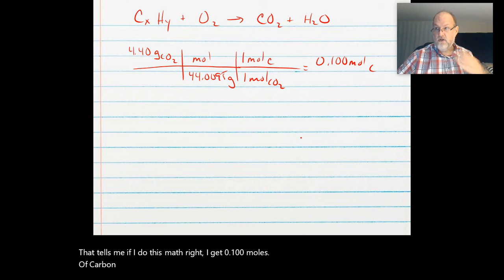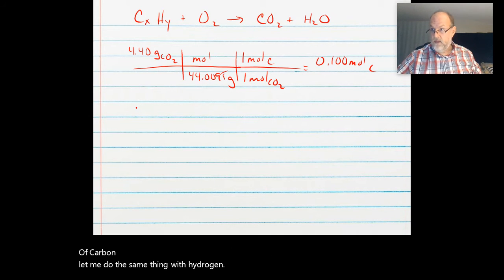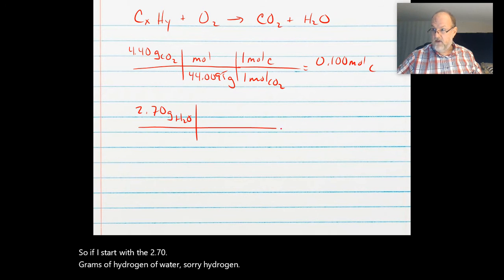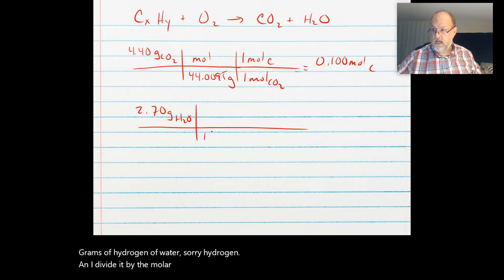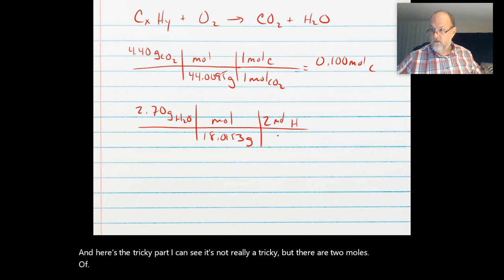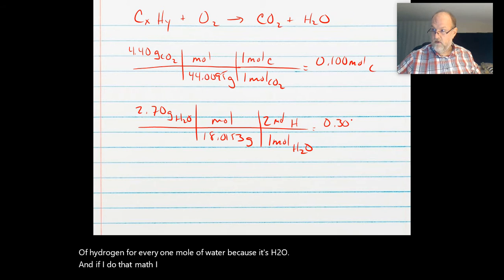Let me do the same thing with hydrogen. So if I start with the 2.70 grams of water, and I divide it by the molar mass of water, which is 18.0153. And here's the tricky part. I can see, it's not really that tricky, that there are 2 moles of hydrogen for every 1 mole of water because it's H2O. And if I do that math, I get 0.300 moles of hydrogen.